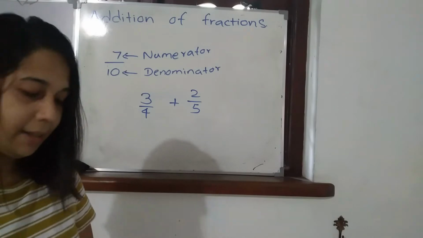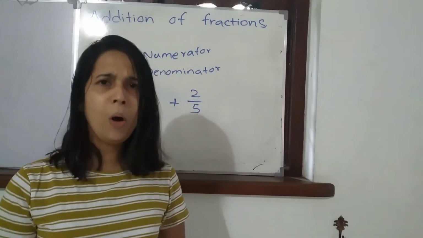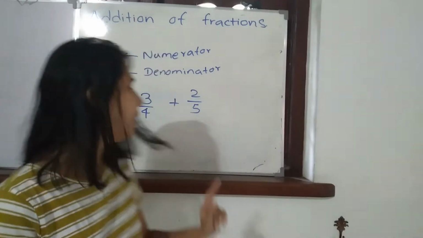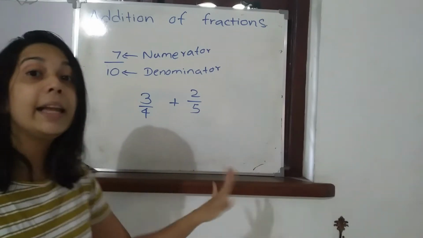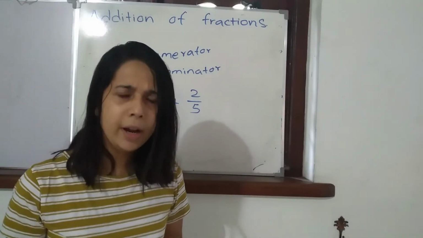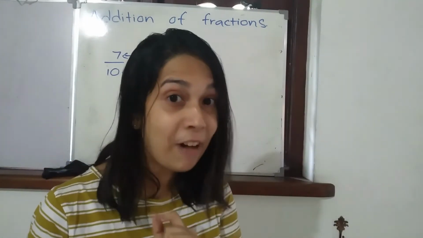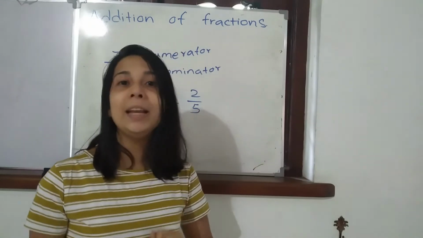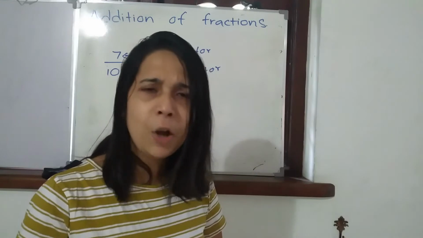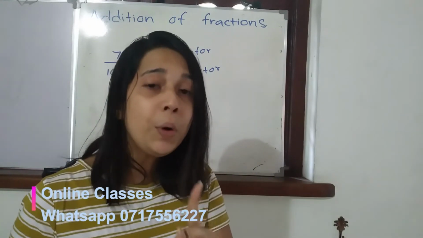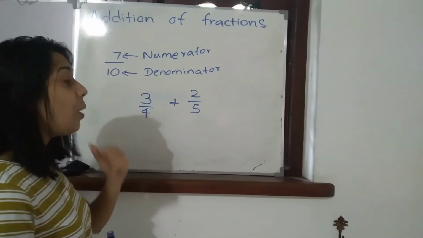See this one? Here, are the denominators the same, kids? No, the denominators are different. What is the denominator of this fraction? It's 4. And here? It's 5. So what to do? Can we add the numerators together? No, we can't. Why? Because the denominators are not same. So what to do now? If your denominators are not same, you have to take a common denominator for these denominators.